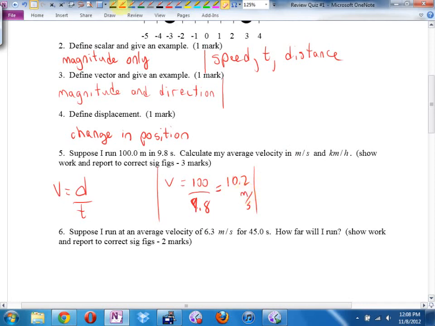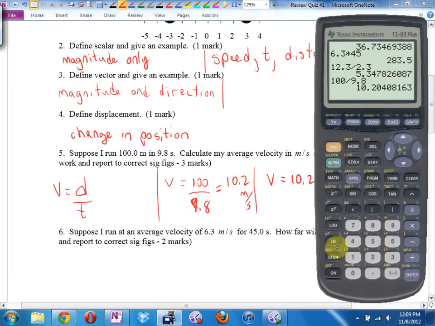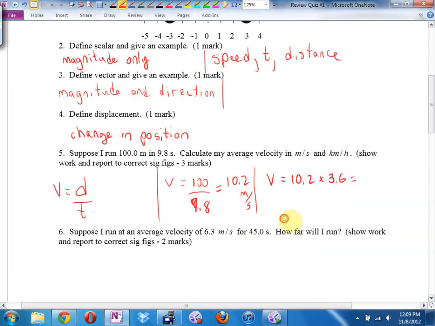Then we want to go to kilometers per hour. How do I go to kilometers per hour if I'm in meters per second? Times by 3.6. I'm going to use the number on my calculator. 36.7 kilometers per hour, or 37 kilometers per hour if you went to 2 sig figs. So 1 mark for that.